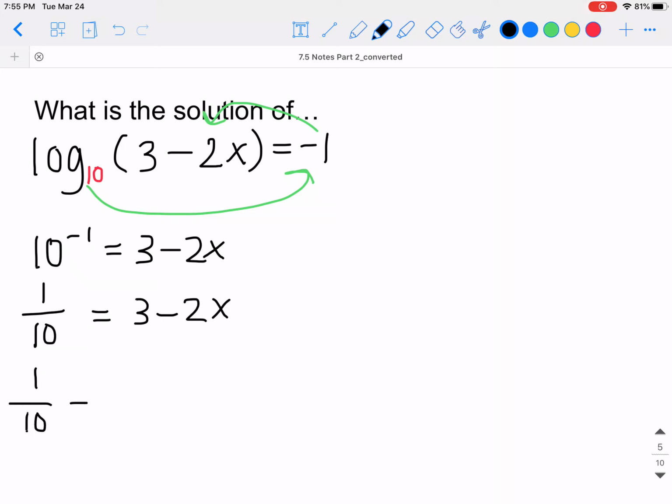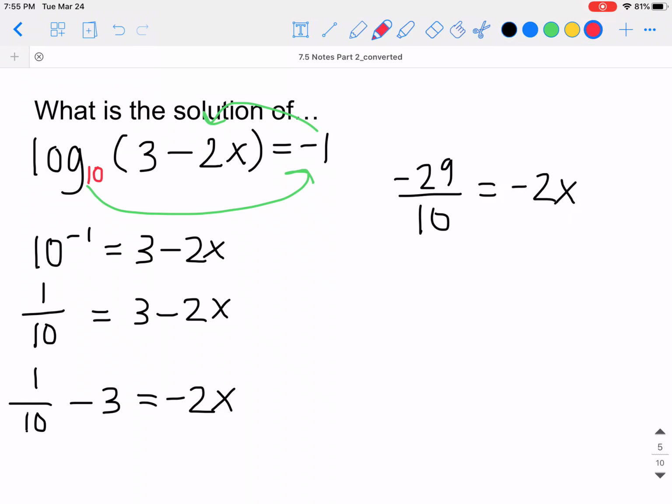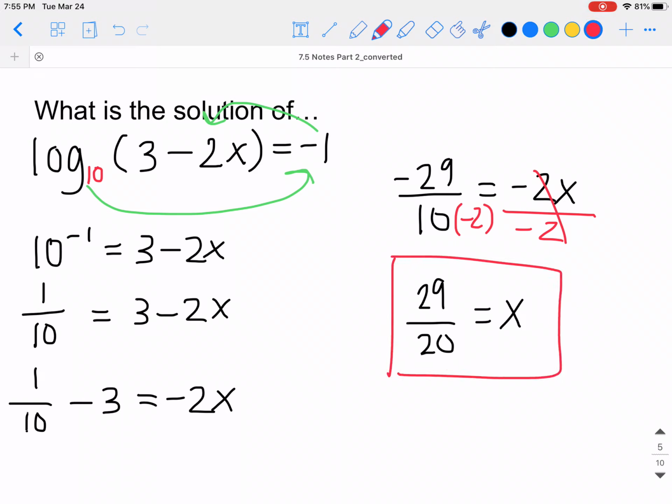From here to solve for x, we're going to subtract 3 from both sides, so 1 over 10 minus 3 equals negative 2x. 1 over 10 minus 3 becomes negative 29 over 10 equals negative 2x. Last step to solve for x, we're going to divide both sides by negative 2. On our left side, rather than dividing a fraction, we're going to multiply negative 2 into our denominator. That gives us the same thing. So we have negative 29 over 10 times negative 2, which becomes positive 29 over 20 equals x. And that's our final answer.